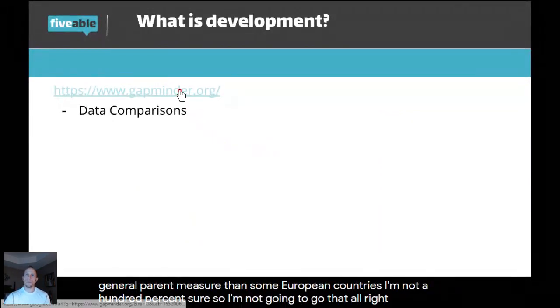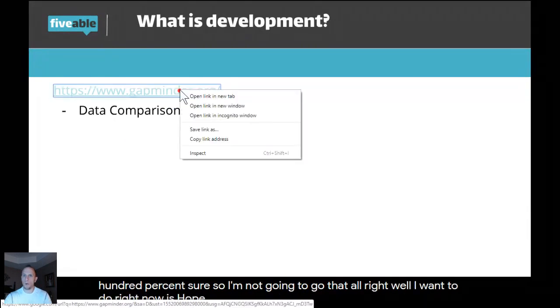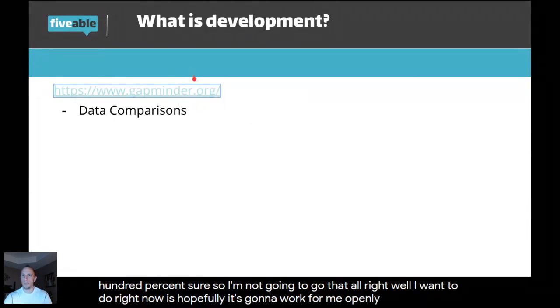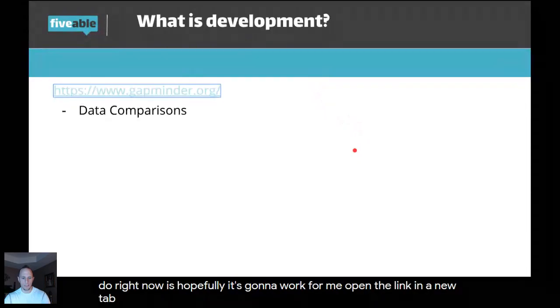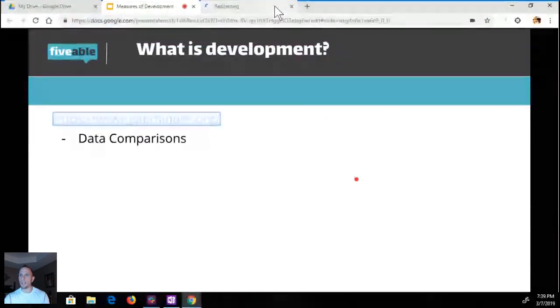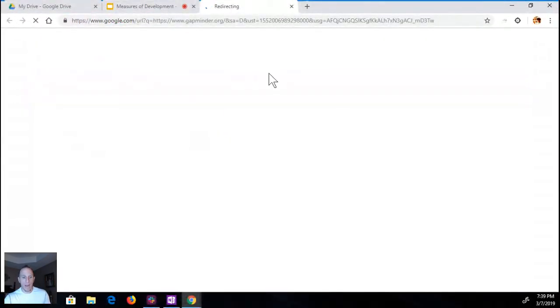All right, what I want to do right now, hopefully it's going to work for me, is open the link in a new tab. I guess I need to close this out. I want to actually look at Gapminder. Have you guys ever seen this before?